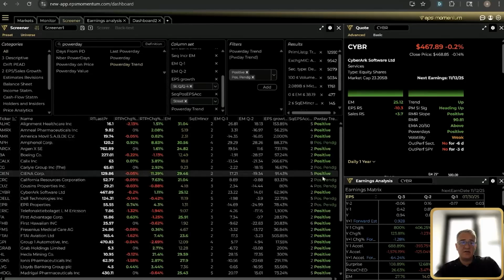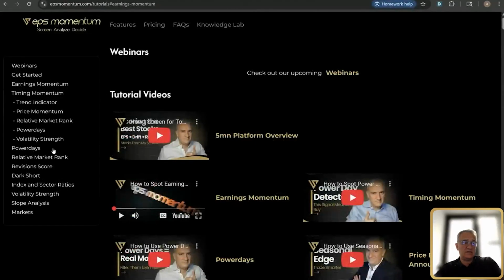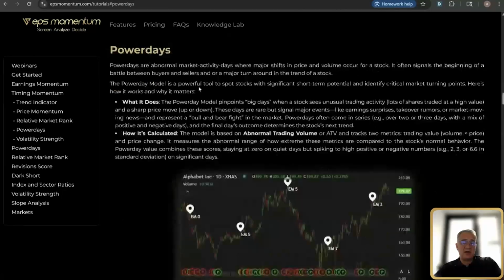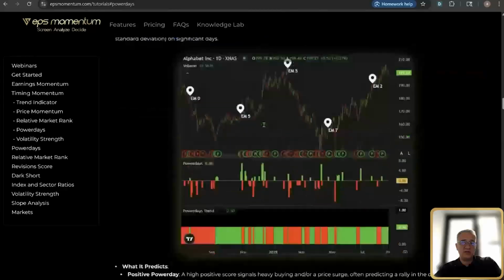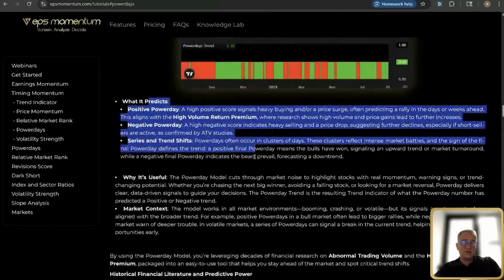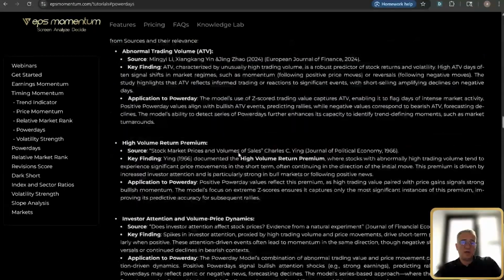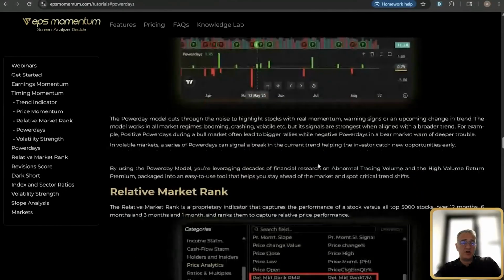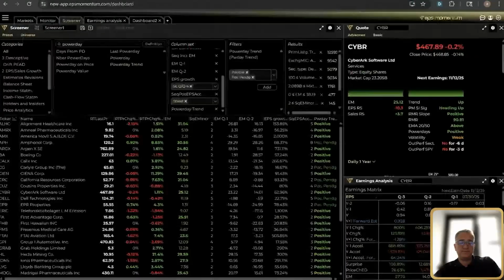So if you don't know what it is, you just go to Powerdays in the lab, and then you have full explanation of what it is, what it does, why it is useful, where it comes from, how it's mapped on the chart. It's all in the knowledge lab. So Powerdays positive. I might want to have the RMR.